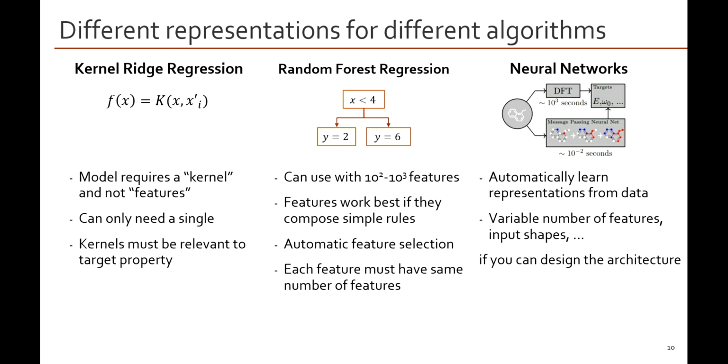They also have the ability to work with a variable number of features for inputs, which is something you can't do with random forest, and different input shapes for different types, and really you're only limited by your creativity of what you can express within a neural network architecture. So you can end up working with kinds of input representations that are completely incompatible with things like kernel ridge regression or random forests, but are equally powerful.